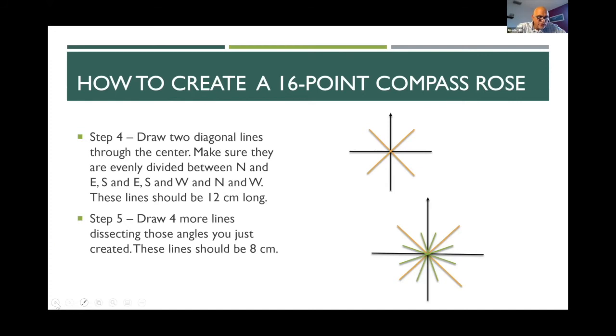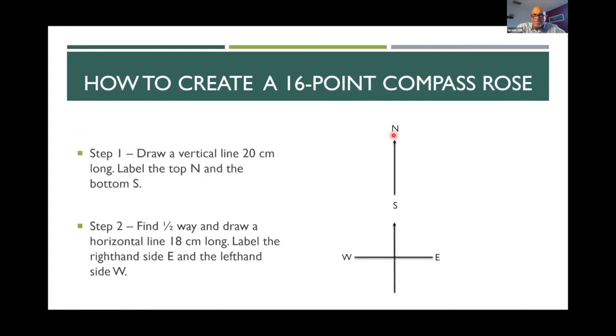For those of you who are just joining us or weren't quite sure what we were doing, or you were scrambling, finding materials at home, I understand, all right? The first thing we did was we drew a north-south line. And then we dissected that line with an east-west line. So we had a cross, all right? North, south, east, west. And those lines were both, the long one was about 20 centimeters, and this one was 18, a segment of 9 each.